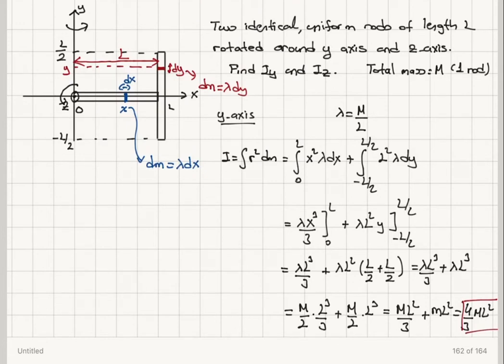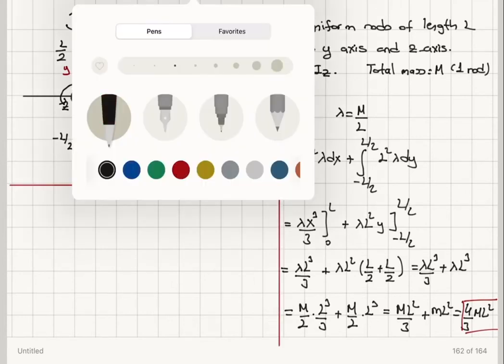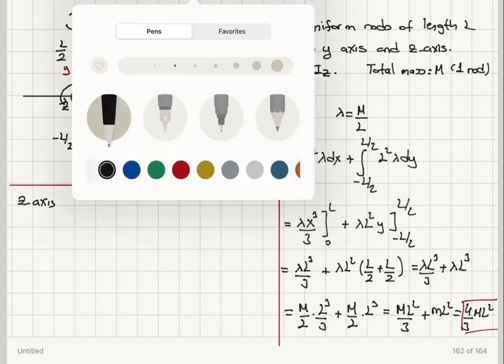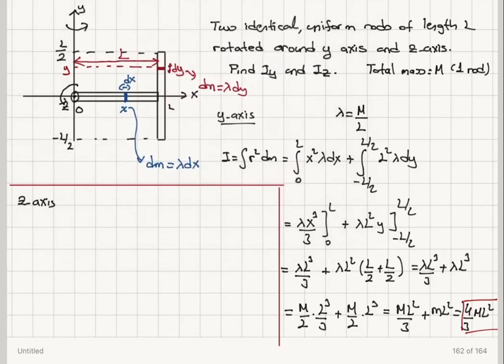Okay, now if I do rotations around the z-axis, for the horizontal rod there's no difference, right? But for the vertical rod, actually, there will be a difference. So let me work on the z-axis here. For z-axis rotations, when I pick up this mass element on the vertical rod, I have to calculate what is the distance between this mass element and the z-axis. So what is that distance?